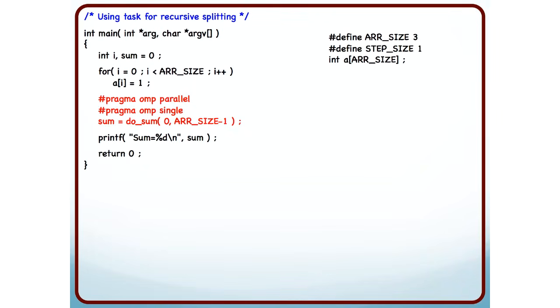So you can also use tasks for recursive splitting. Here's a very simple example. What you do here is you want to compute the sum of an array. First you initialize the array with all ones, okay? So you say #pragma omp parallel, so multiple threads are going to get launched over here. And then one thread goes and calls sum equal to doSum. DoSum is a function which actually computes the sum of the elements.